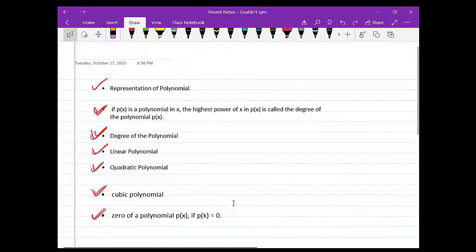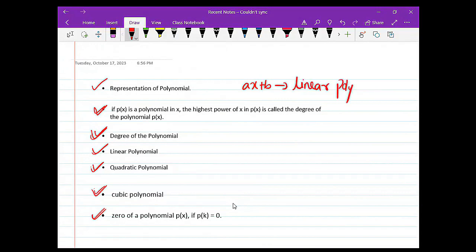First I will teach you how we represent a polynomial. There is a notation, or a denotation, for how we represent a polynomial. Yesterday you have learned ax plus b. This is a linear polynomial. Why do we call this a linear polynomial? Because the highest power of the variable is 1 here.